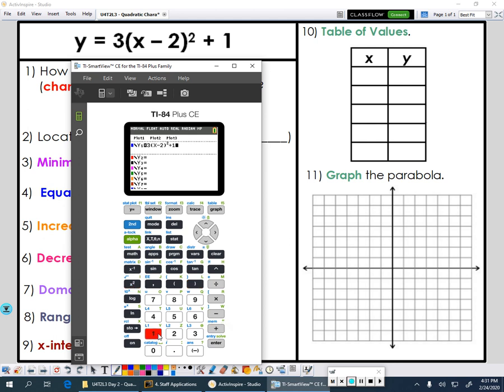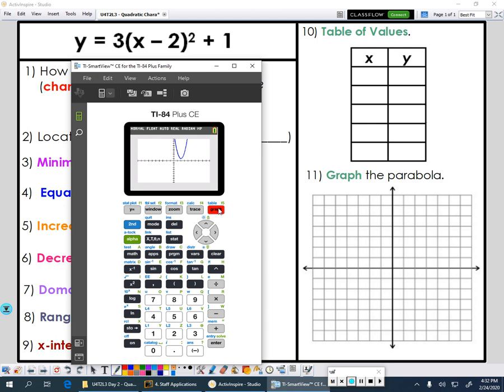Here's another little strategy here. Remember how I said that vertex was (2, 1)? Sometimes kids get confused because when they look at the equation it says negative 2 and 1, so they might think that's where the vertex is. But if you look at your graph, you can clearly see we go 2 to the right and up 1.